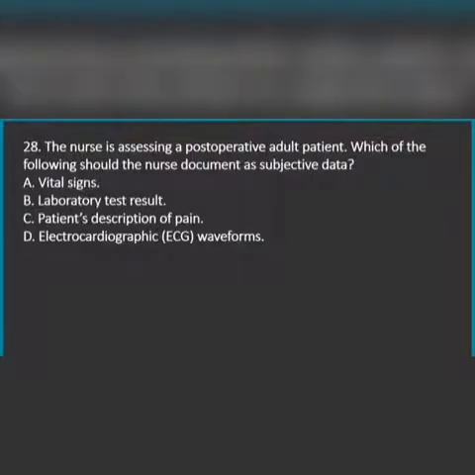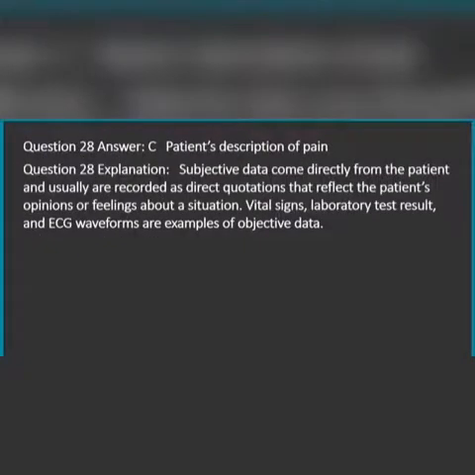Question 28. The nurse is assessing a postoperative adult patient. Which of the following should the nurse document as subjective data? A. Vital signs. B. Laboratory test result. C. Patient's description of pain. D. Electrocardiographic, ECG, waveforms. Question 28 Answer: C.